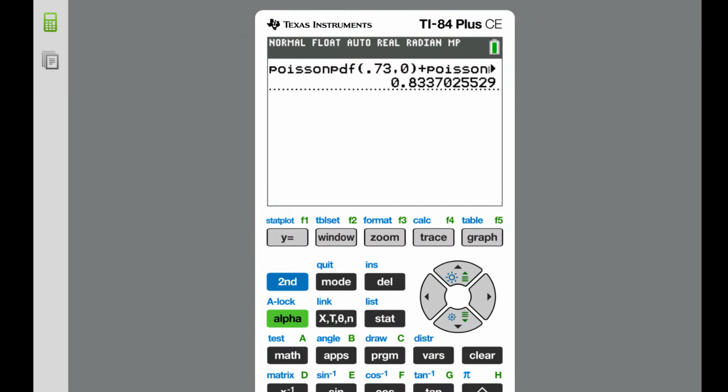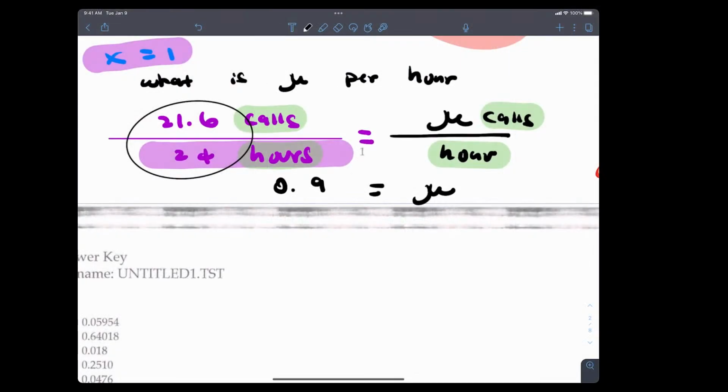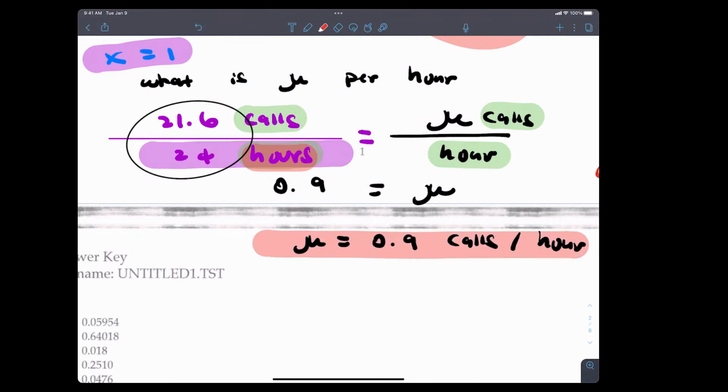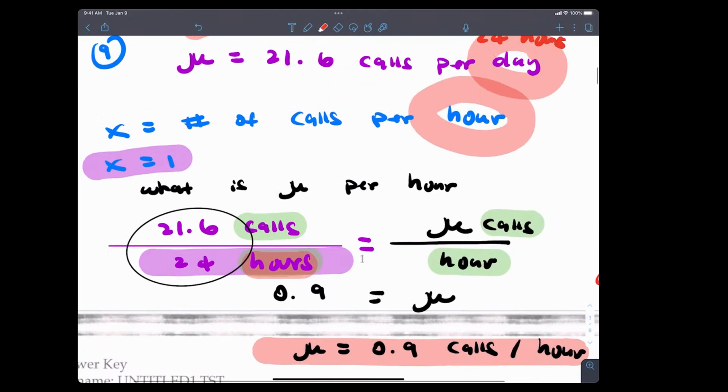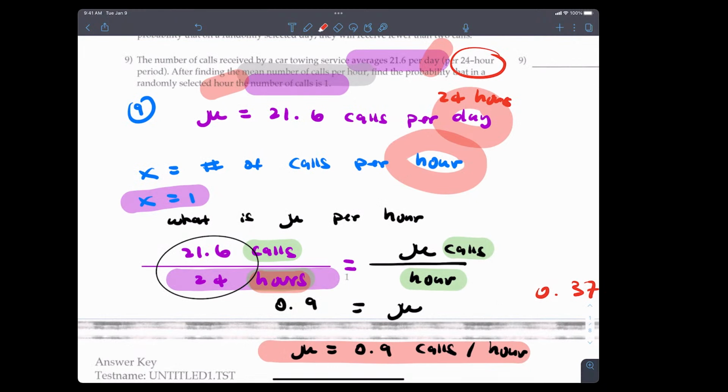So I take 21.6. Let's clear this out. Let's go to the TI. 21.6 divided by the 24 hours gives me 0.9, ladies and gentlemen. And that's 0.9 calls per hour. So this is now in the hour interval. Here's my new mu: mu is 0.9 calls per hour. And that, ladies and gentlemen, is the key to answering this question. You have to convert 21.6 per day to 0.9 per hour because the question is in hours.